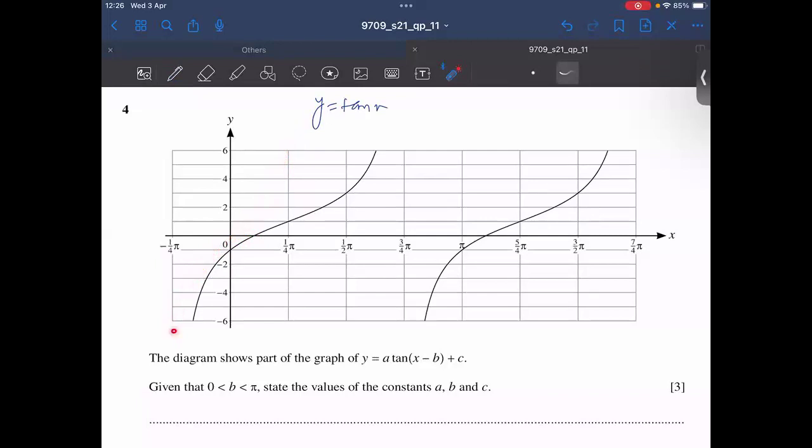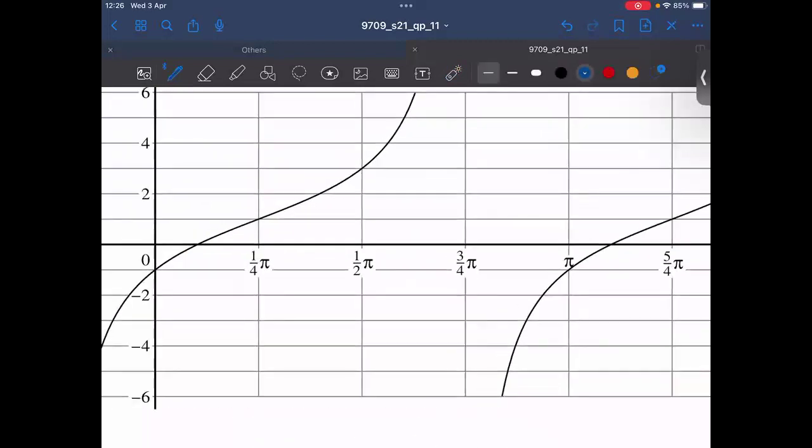Yes, sir. The graph of y equals tan x passes through the origin, but this graph has been shifted towards the right. So it's going to be x minus something because it has been translated towards the right along the x-axis. How much has it been translated? I'm assuming it's going to be pi by 8. It's midway between 0 and pi by 4. So I'm assuming it's going to be pi by 8.